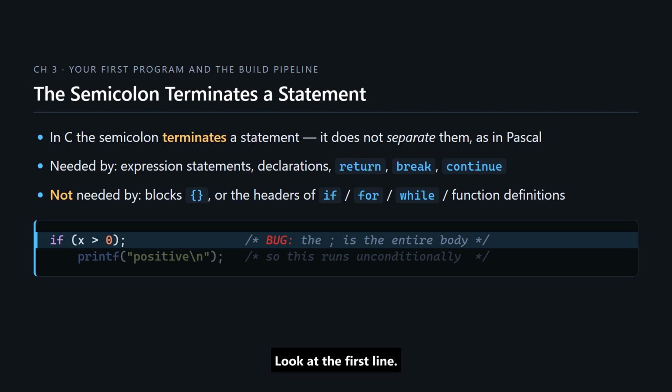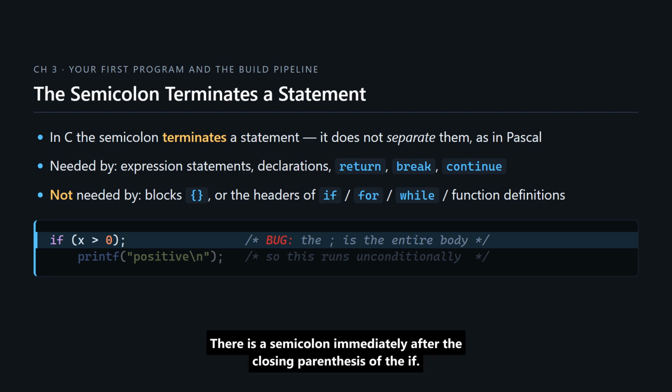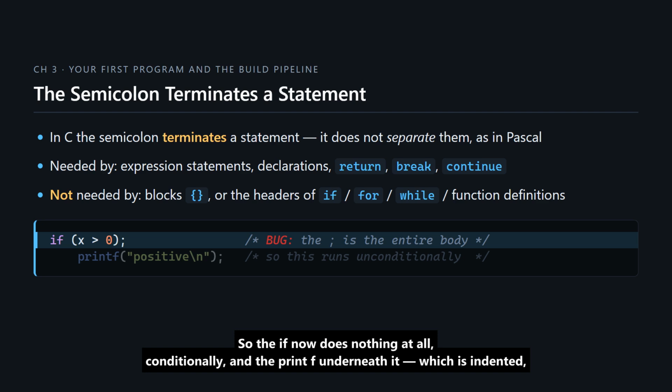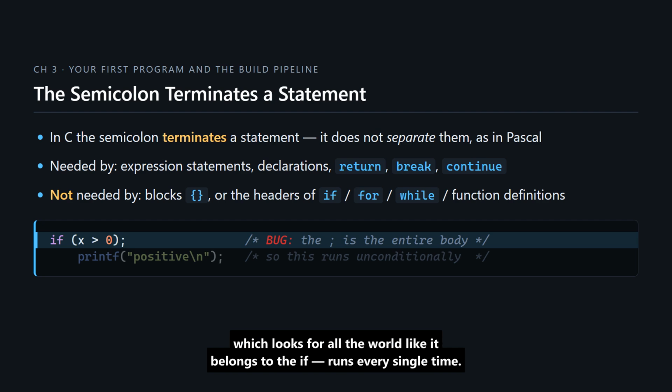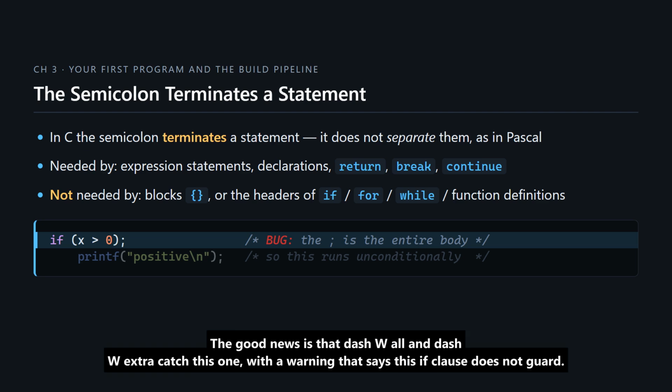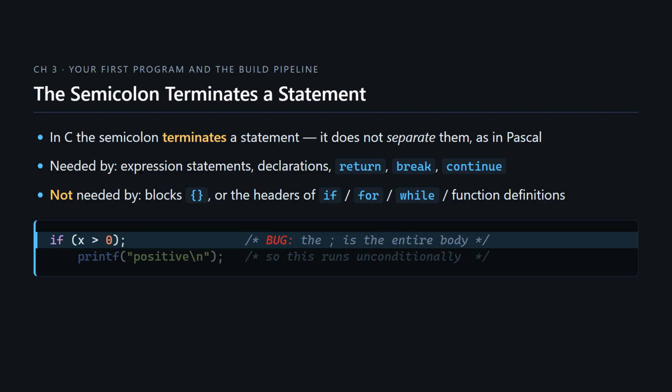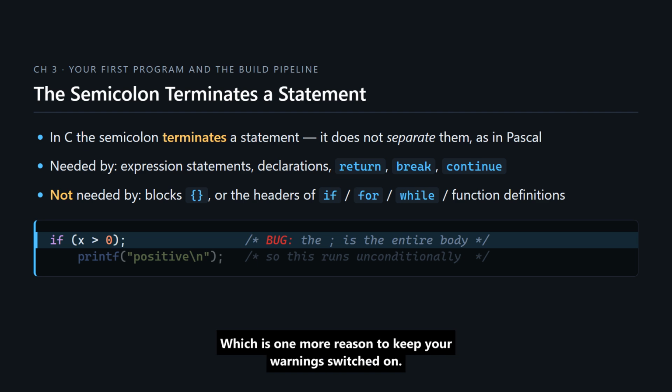Look at the first line. There is a semicolon immediately after the closing parenthesis of the if. That semicolon is a complete, empty statement, and it is the entire body of the if. So the if now does nothing at all, conditionally, and the printf underneath it, which is indented, which looks for all the world like it belongs to the if, runs every single time. The good news is that -Wall and -Wextra catch this one with a warning that says this if clause does not guard, which is one more reason to keep your warnings switched on.